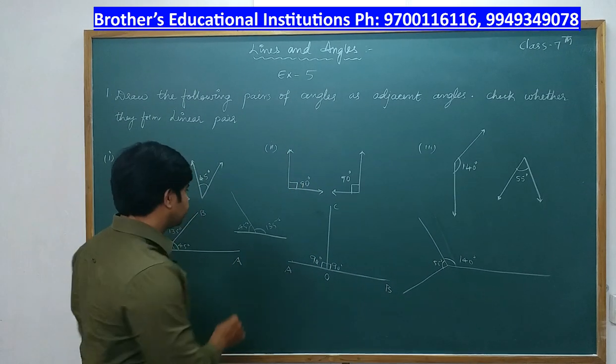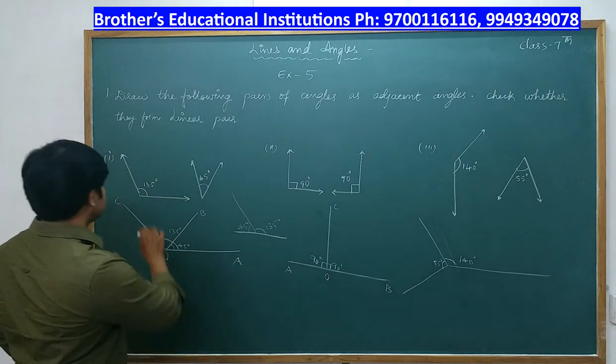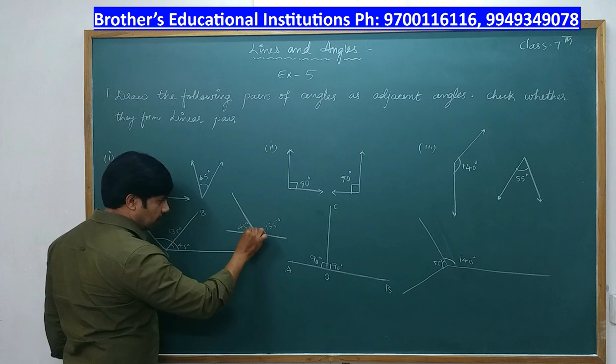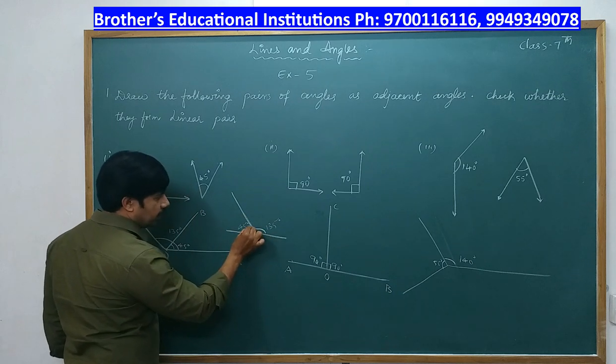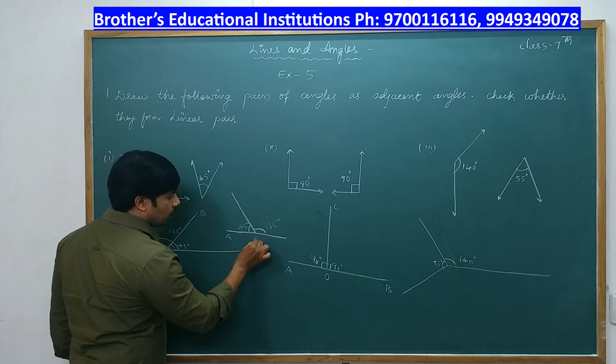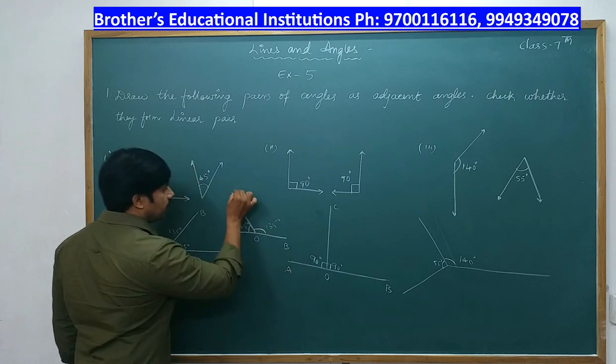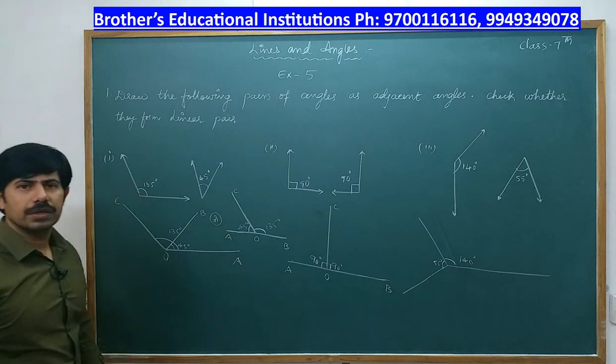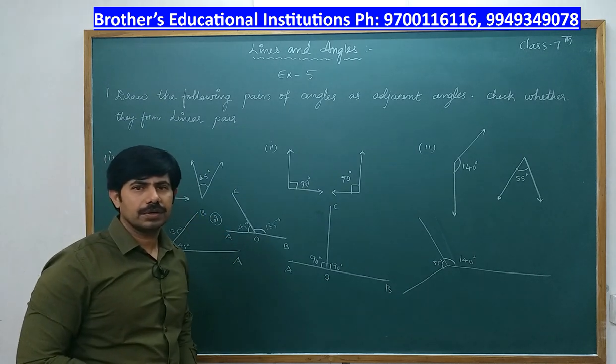So here, for the first one, we can show the adjacent angles in this way also. Suppose you draw like this. See, if this is 135, this will be 45 degrees. A, O, B, C we can represent. This or this, any one we can use. Okay, so this is completed.